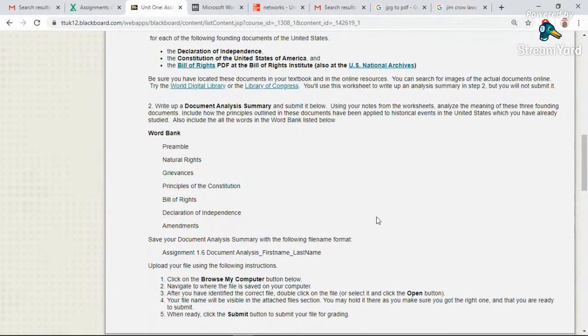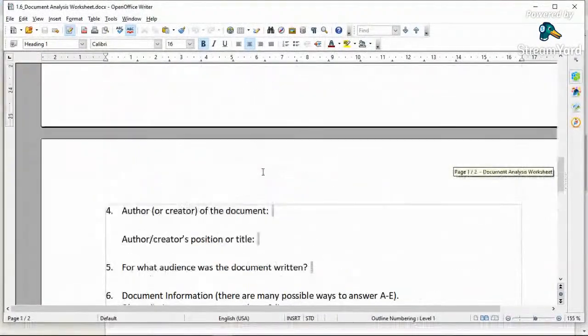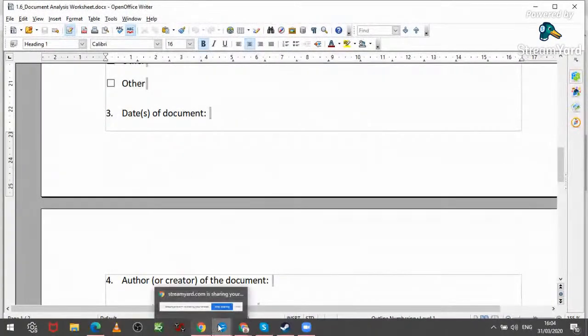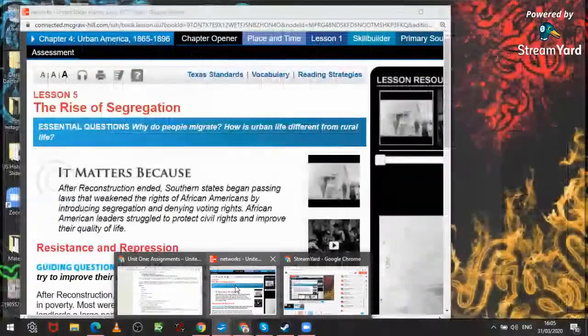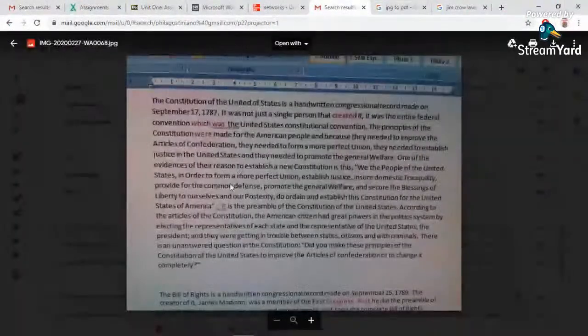Using your notes from the worksheet, analyze the meaning of these 3 founding documents. Include how the principles outlined in the documents have been applied. So what does that mean? You're going to write one document, okay? So you don't need to send this. This is to help you organize. You don't have to send this. What you're going to do is write a little paragraph similar to this right here.